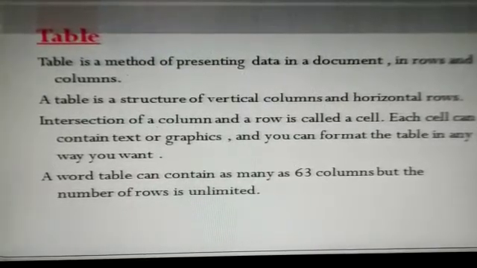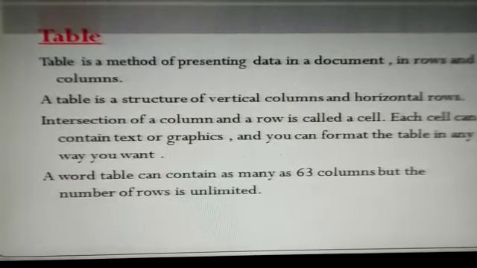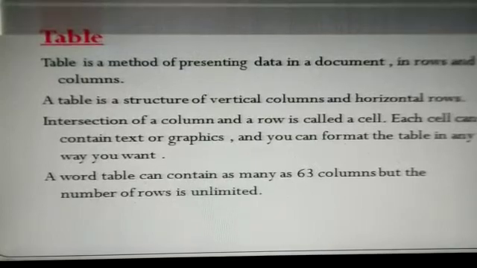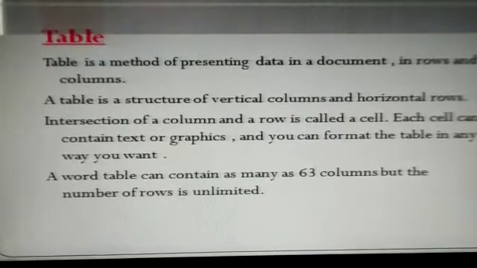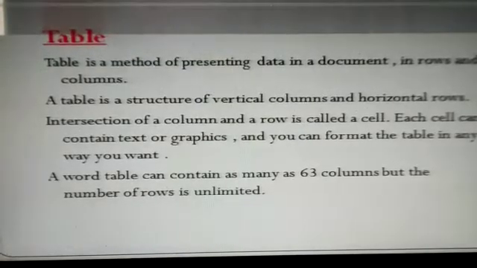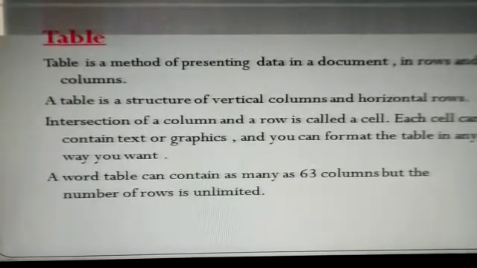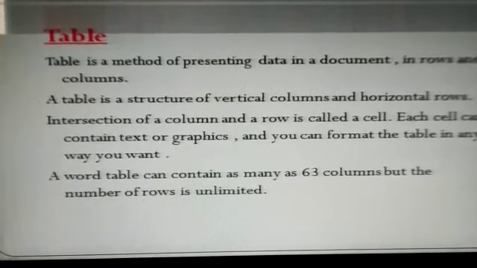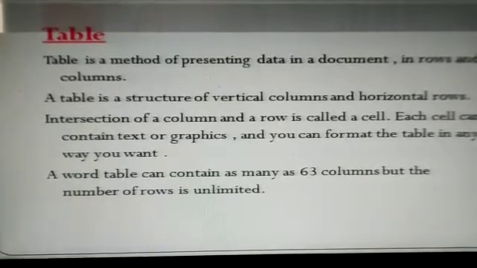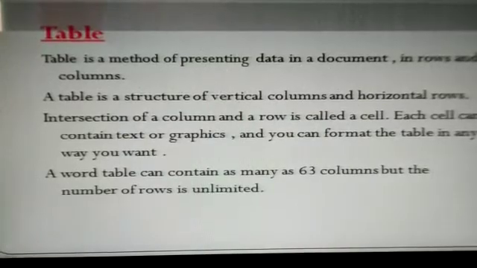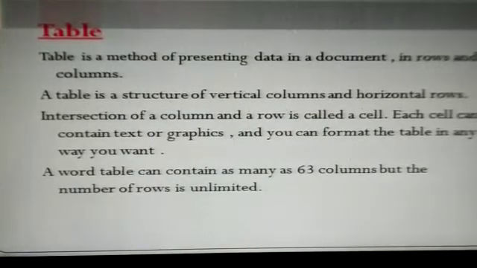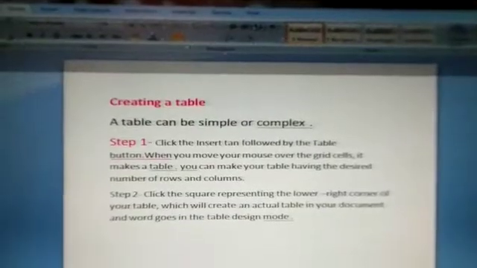If you want to add colors in the table, you can. If you want to add colors to the text, you can. Whatever you want to do, you can do. A Word table can contain as many as 63 columns, but the number of rows is unlimited. You can add only 63 columns, but rows are unlimited. However many you want, you can add or create.